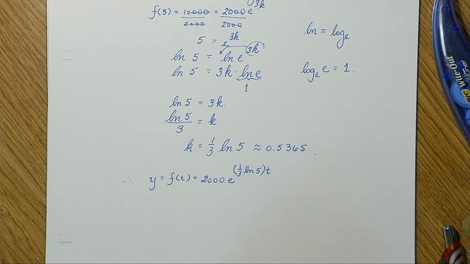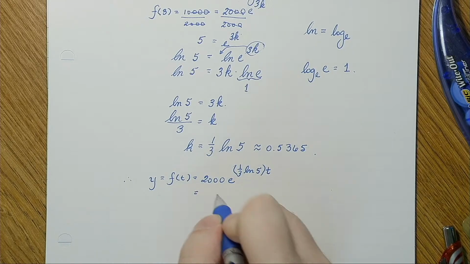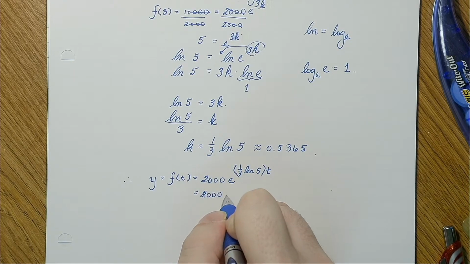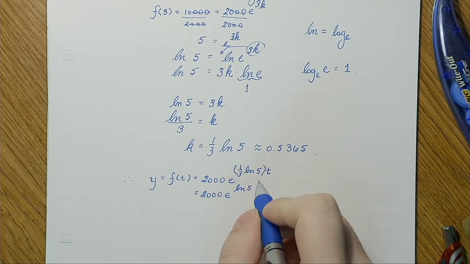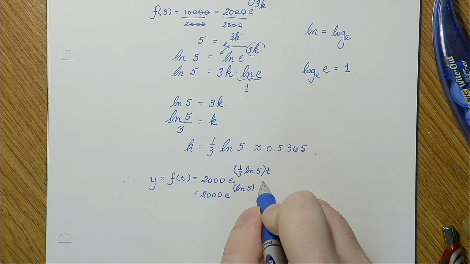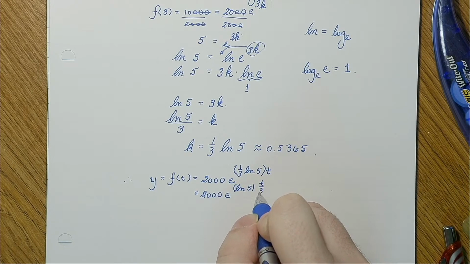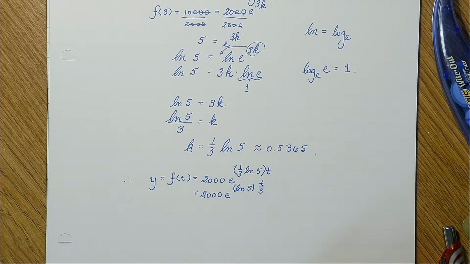What else can we do? I can also rewrite this a little bit nicer. So I can have ln of 5 times t to the t over 3. All I've done is taken that fraction, that third, and moved it over with the t.